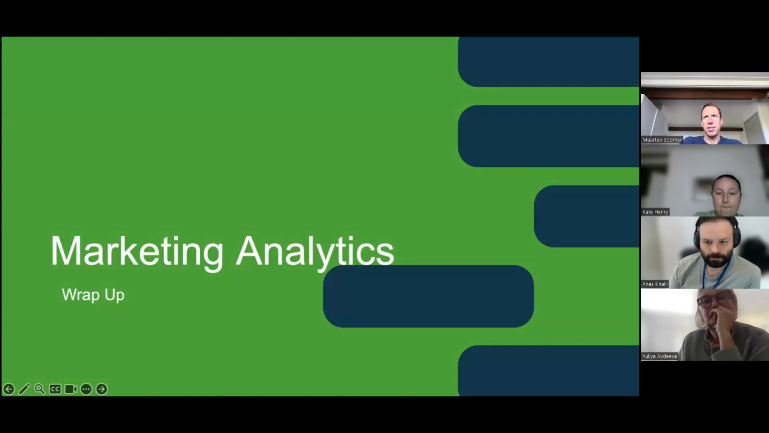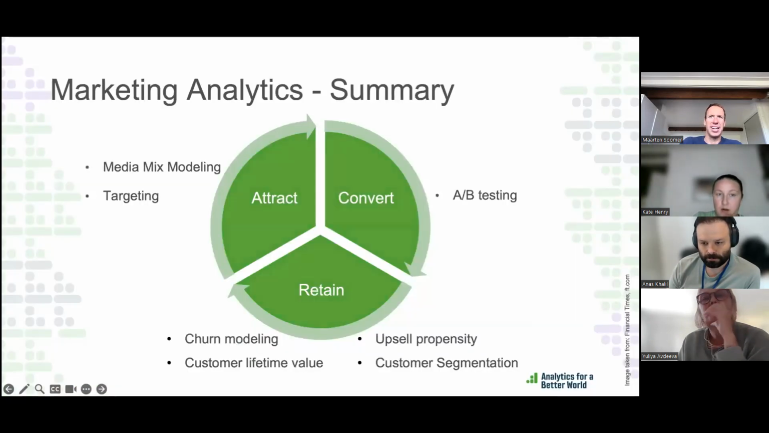So that brings us to the end of the training. As a summary, we talked about how marketing analytics can help in fundraising, how marketing mix modeling can help to allocate overall marketing spend over channels, how targeting can help to approach the right people in the channel and plan channel activities, how A/B testing can help to increase conversion on your websites, and how churn modeling can help to prevent cancellations. And then we have also, of course, customer lifetime value, customer segmentation, and upsell propensity to get the most out of your customers and approach them in a segmented and targeted way.